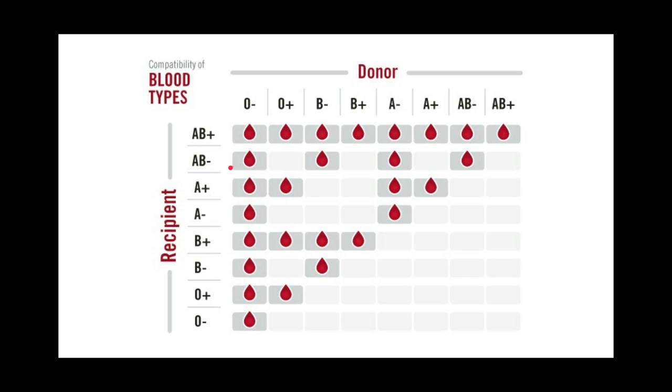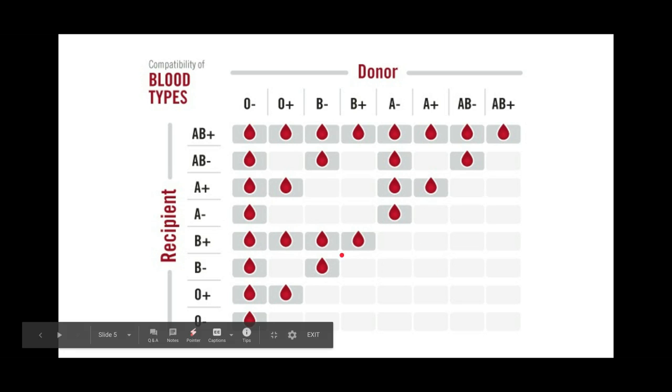Blood group A can receive blood from O and A, and B can receive blood from O and B, and AB can, like I mentioned before, receive from all, and O can only receive from the O blood group. So that's it about blood typing.